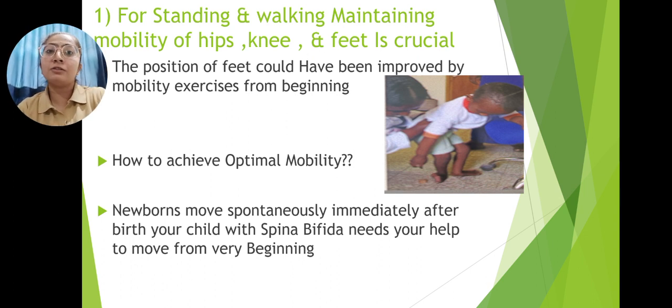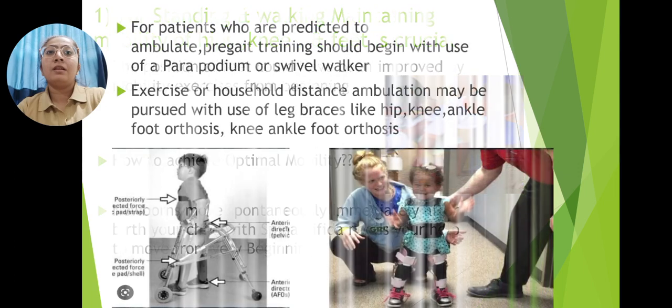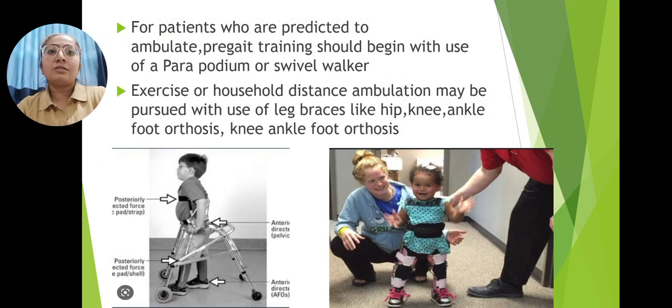Now, how to achieve optimal mobility? Newborns move spontaneously immediately after birth, but a child with spina bifida needs your help to move from the very beginning. For patients who are predicted to ambulate, pre-gait training should begin with the use of a parapodium or a walker. Exercise or household distance ambulation may be pursued with the use of leg braces like hip, knee and foot orthosis, knee ankle foot orthosis, etc.